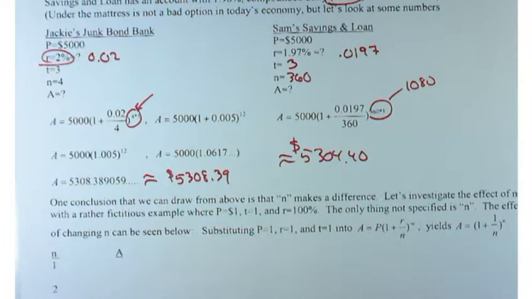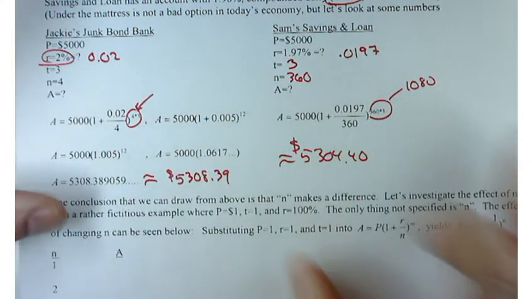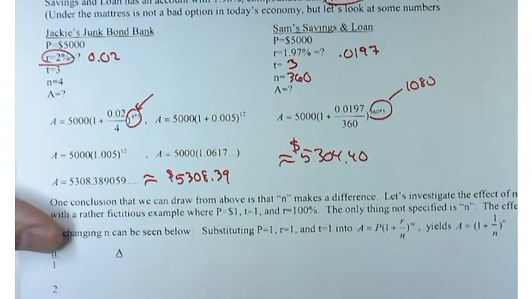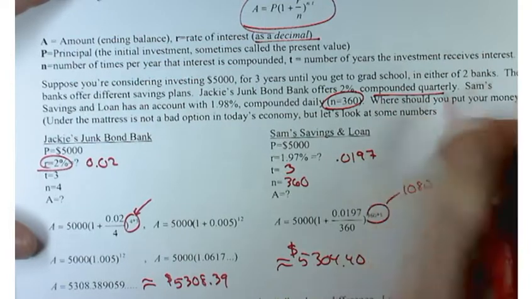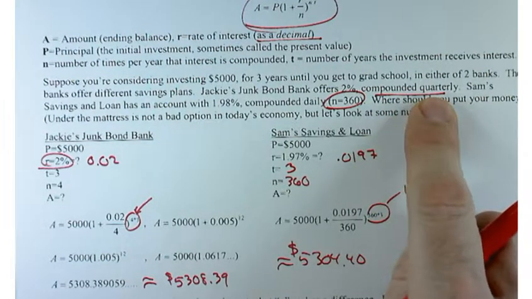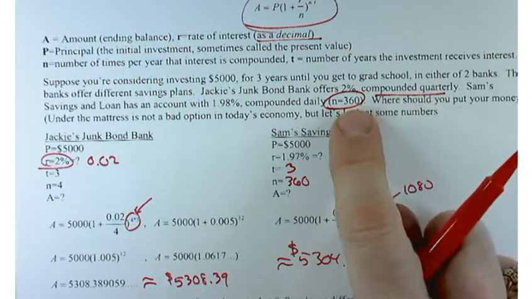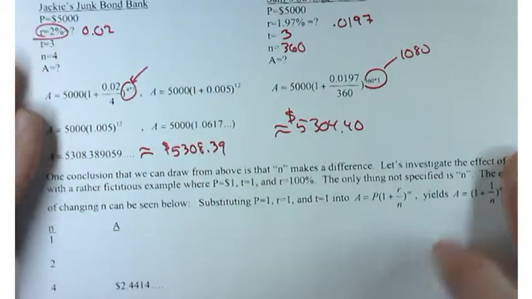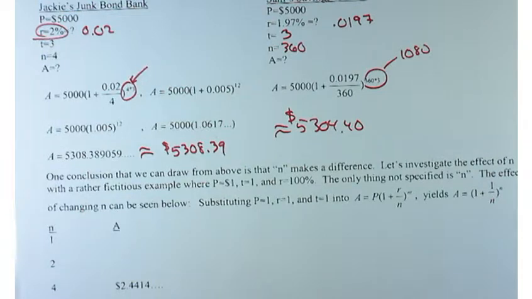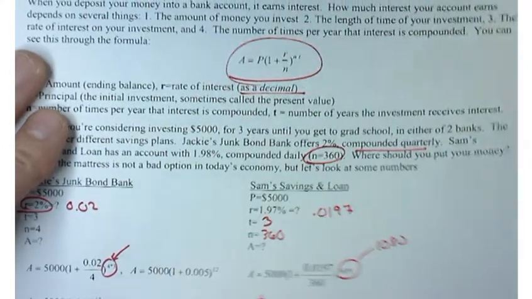Where'd you get Jackie's Savings? Where'd you get that from? Interest is compounded quarterly. So quarterly would be once every 3 months or 4 times a year. Yeah, compounded quarterly. Right there. So it's not stated as explicitly as compounded daily is 360, but it's implied. So if I compounded monthly, then what would n equal? 12.